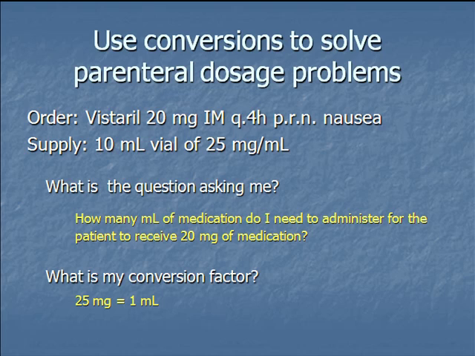First, we must ask ourselves what we need to do. We need to figure out how many milliliters of medication to administer to our patient for them to receive 20 milligrams of this medication. Therefore, we must find a conversion factor that relates milligrams to milliliters. If we look at our supply, we see that there are 25 milligrams per 1 milliliter.